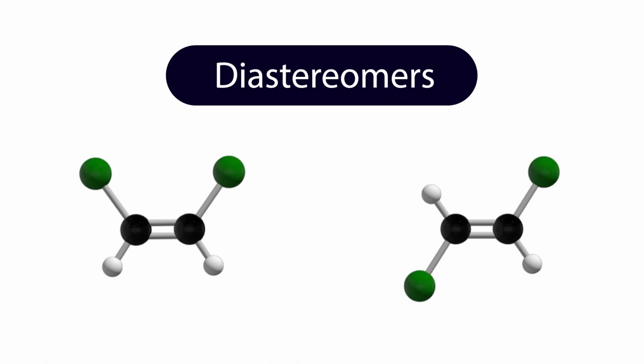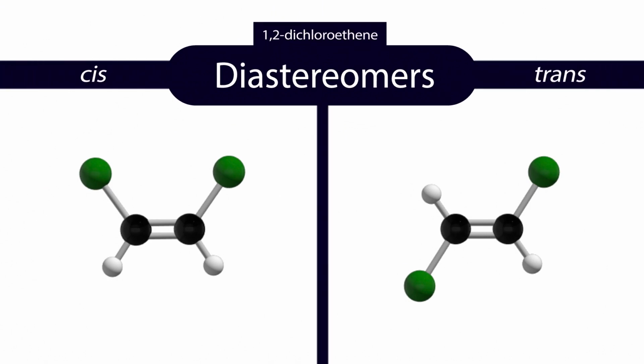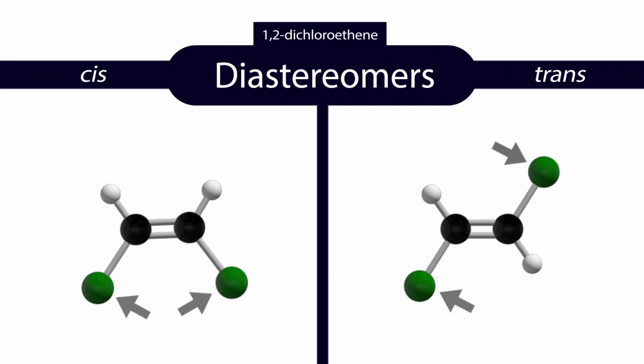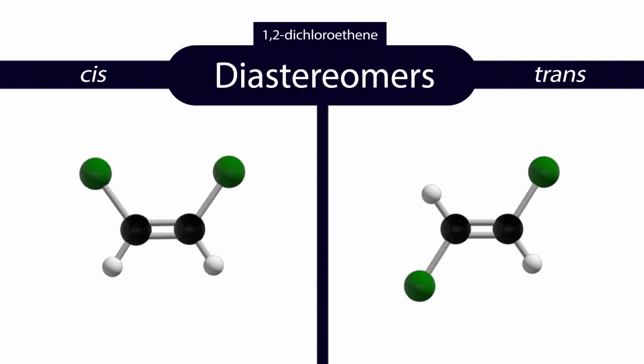Consider these two isomers of 1,2-dichloroethene. Notice that they are cis-trans isomers of one another. The chlorine substituent groups are on either the same or opposite sides of the molecules. Note, however, that there is no way to orient or arrange these two molecules such that they are mirror images. They are not mirror images of one another and are therefore diastereomers. Because they have such unique spatial configurations, diastereomers have differing physical and chemical properties.